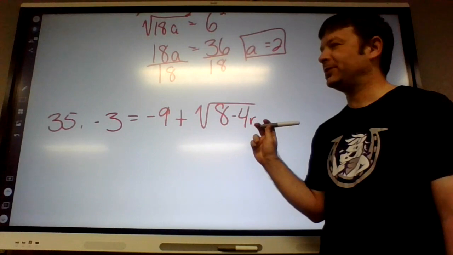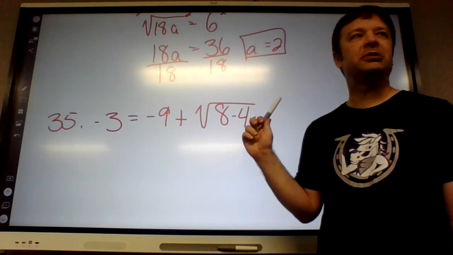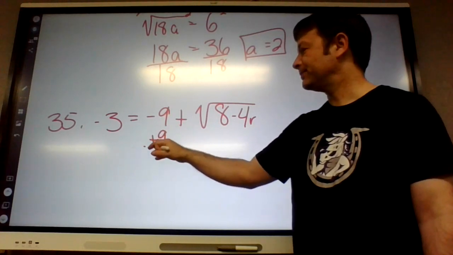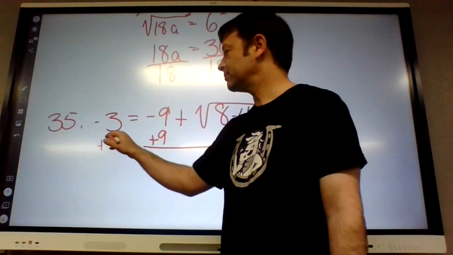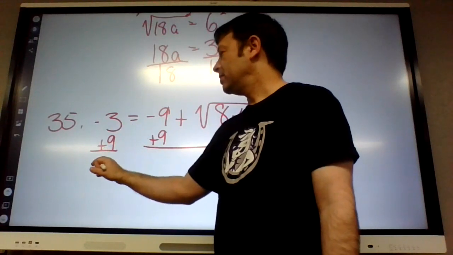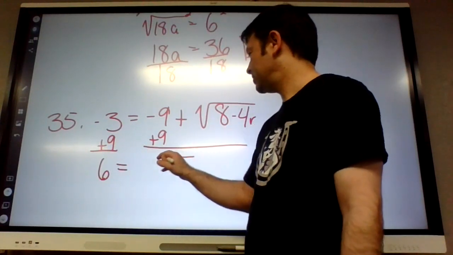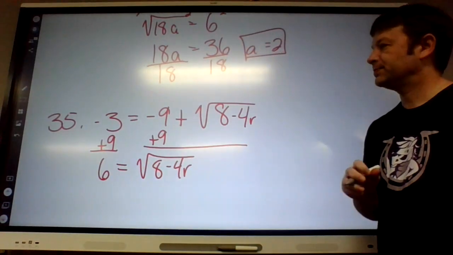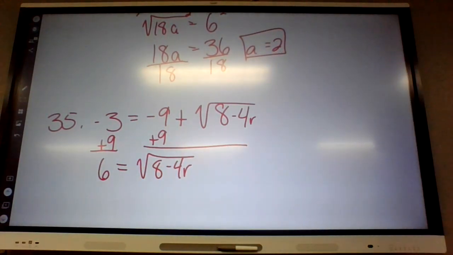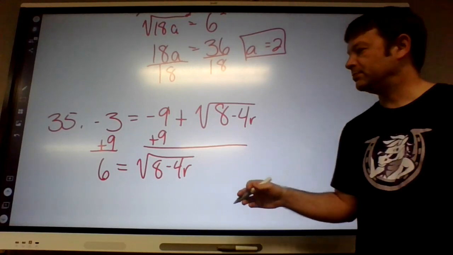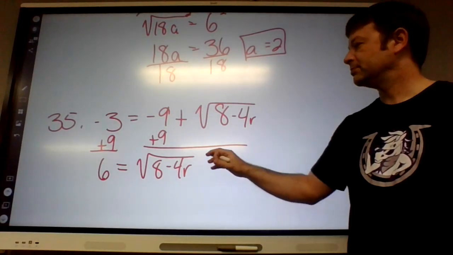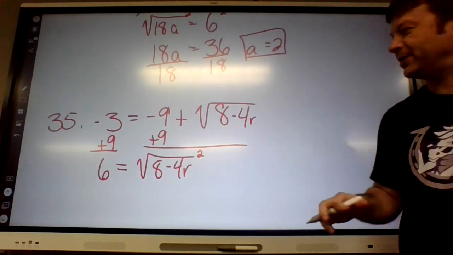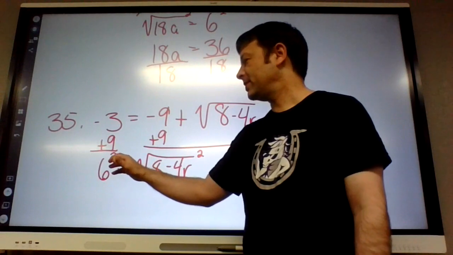What's our first step on this one? Adding 9. Adding 9, yes. That'll get rid of that guy. Negative 3 plus 9. Now what? Then you divide. Multiply. Square. Okay, once you get the square root by itself, you want to get rid of it by squaring.